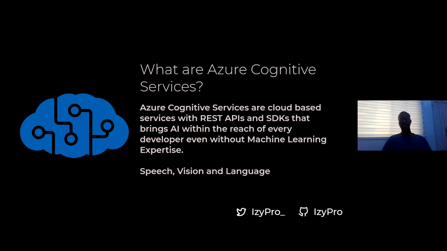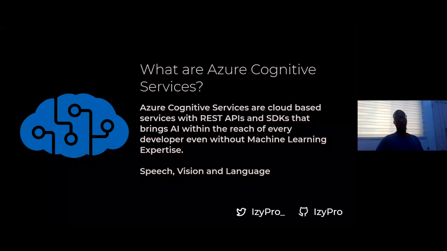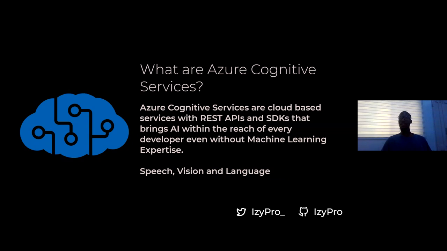Azure Cognitive Services are cloud-based services with REST APIs and SDKs that bring artificial intelligence within the reach of every developer. So, without the knowledge of machine learning and writing code and models for artificial intelligence and machine learning applications, you can use these Azure Cognitive Services to integrate them into your application and have the capabilities for artificial intelligence and machine learning. Isn't that cool?